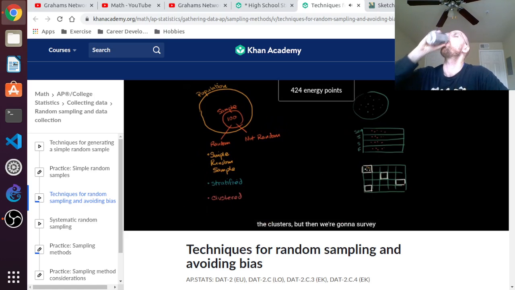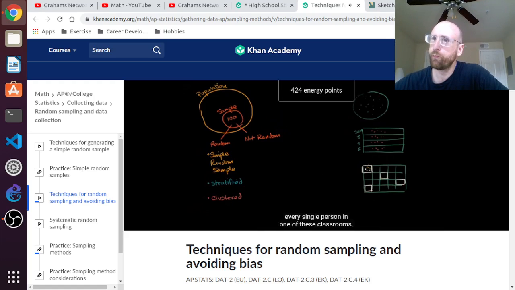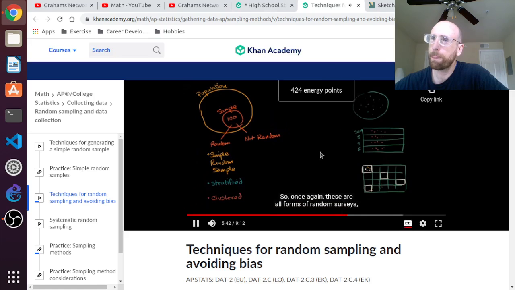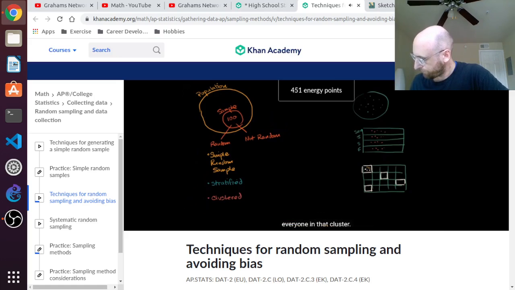We're sampling from the clusters, but then we're going to survey every single person in each of these clusters, every single person in one of these classrooms. So once again, these are all forms of random surveys, or random samples. You have a simple random sample, you can stratify, or you can cluster, and then randomly pick the clusters, and then survey everyone in that cluster.